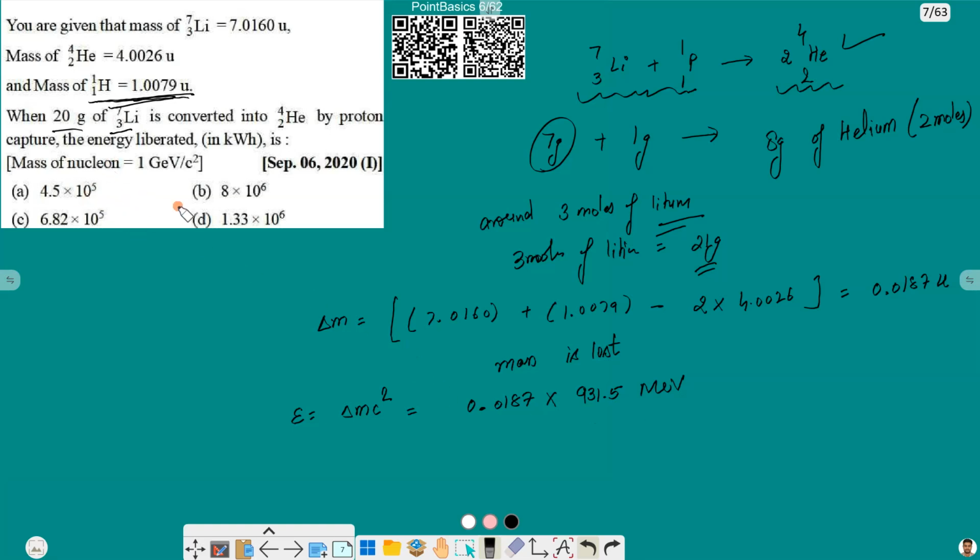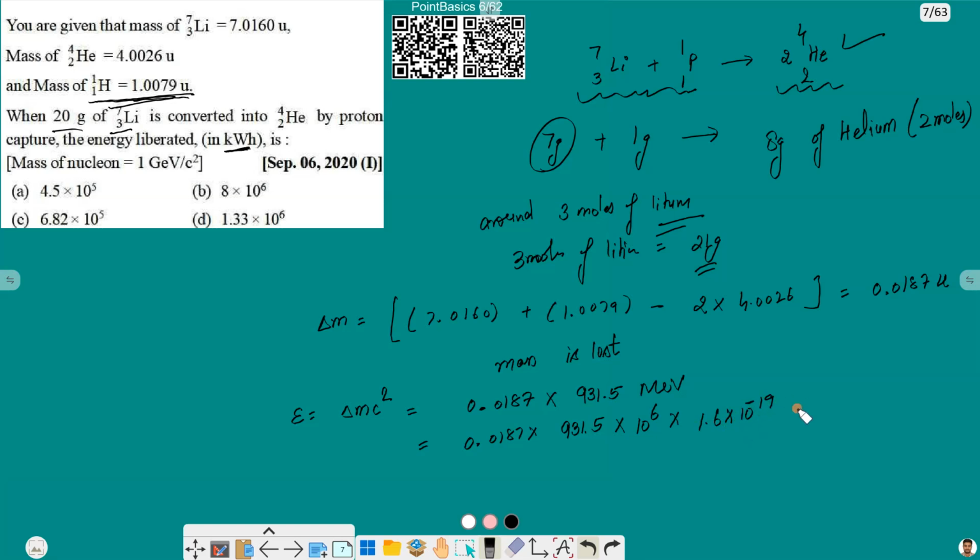Now the answers are given in kilowatt hour, meaning we need the answer in joule basically. So how can we convert it into joule? We can multiply 0.0187 into 931.5 into mega, that is 10 raised to power 6, and it is electron volt, so multiply by 1.6 into 10 raised to power minus 19.